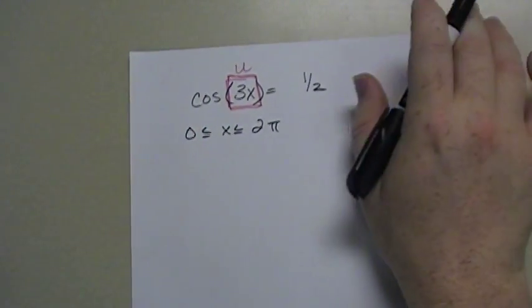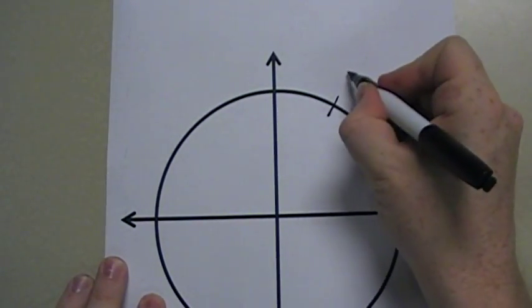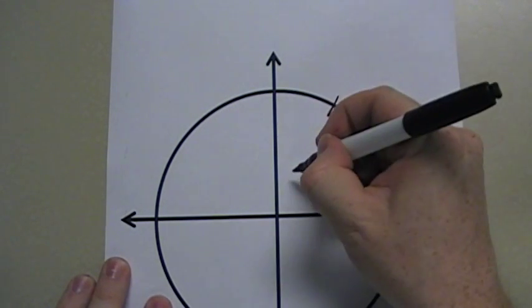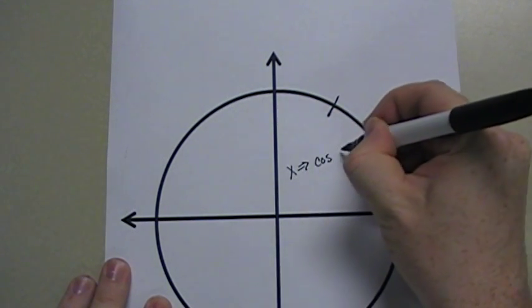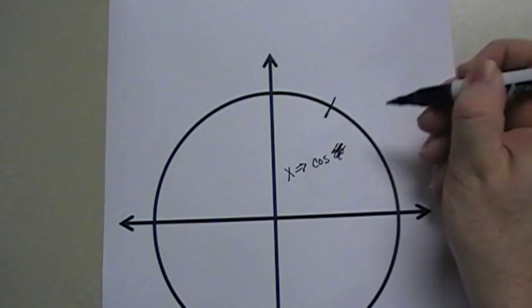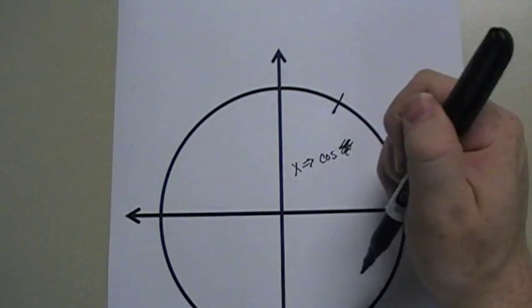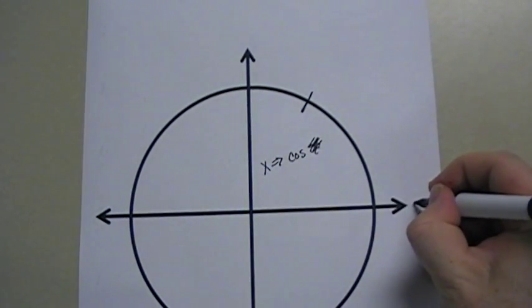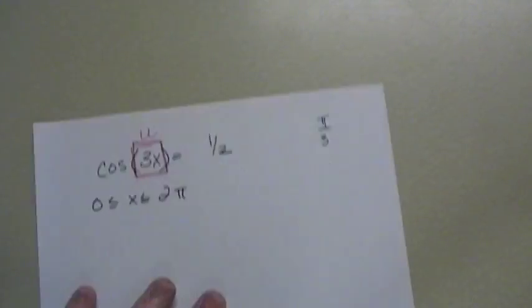But remember, we usually had more than one answer. So let's go to the circle. Pi over 3 is right in here, right? X is matching up to cosine. We're looking for when cosine is 1/2. So when else is cosine positive? It's not positive here, it's not positive here, it's positive over here. Not only is this 0 and 2 pi, I guess we could also rewrite 2 pi as 6 pi over 3. Down here it's 5 pi over 3. So that is our other answer.